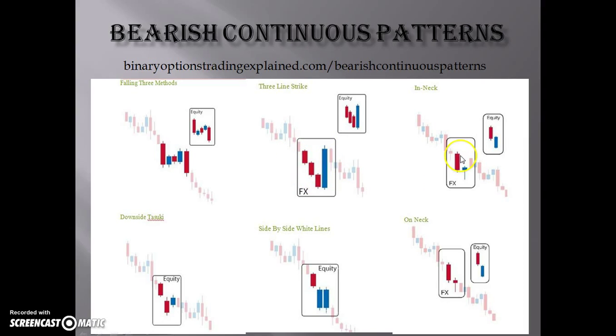Now we have in neck, we have downside Tasuki, we have side by side white lines, and then we have on neck. These are all continuous patterns that form, and I have explained them in depth and in detail on my website. So I'll be leaving a link below in the description where you can click on it, go to my website and read more about these patterns.